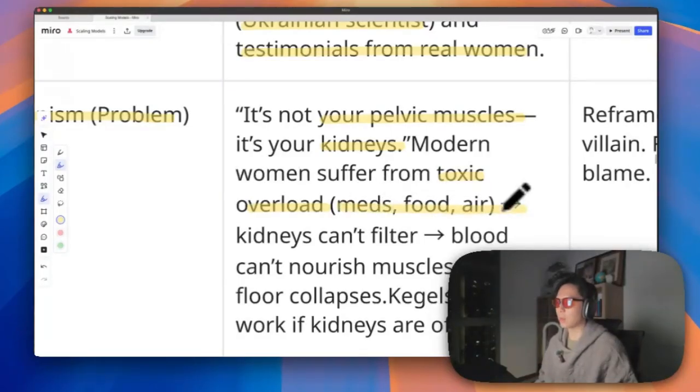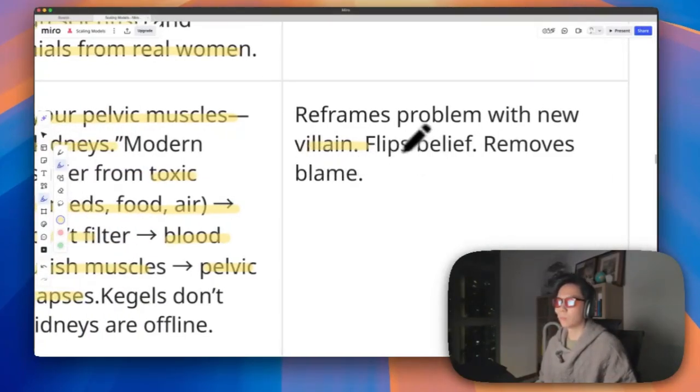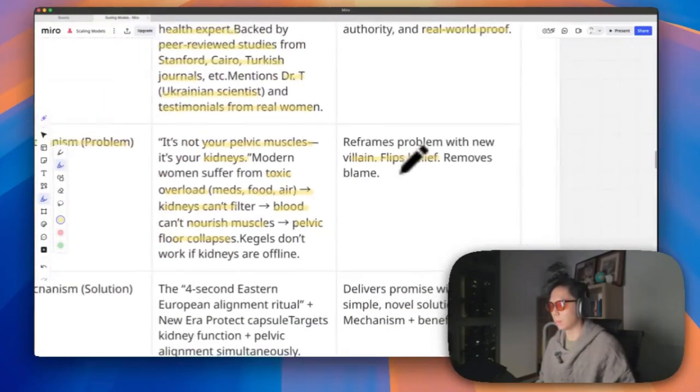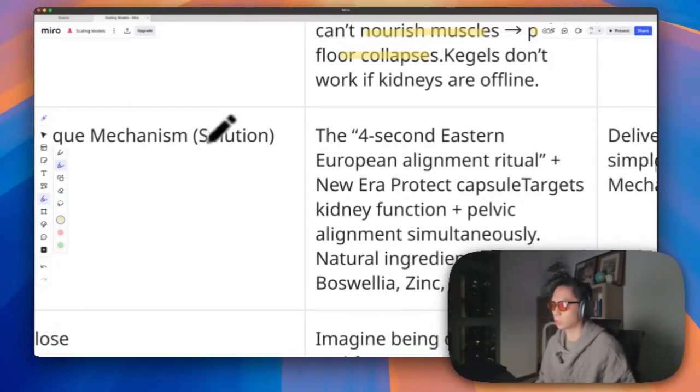It's kind of like the trend that's going on right now with making America healthy again. There is believability around how modern society is poisoning us, and kidneys can't filter this poison. So the blood can't nourish muscles and the pelvic floor collapses. So Kegels don't work if kidneys are offline. And so she reframes the entire problem with a new villain, which is basically the kidney, and flips belief and removes blame. And here, this is where she transitions into the solution.